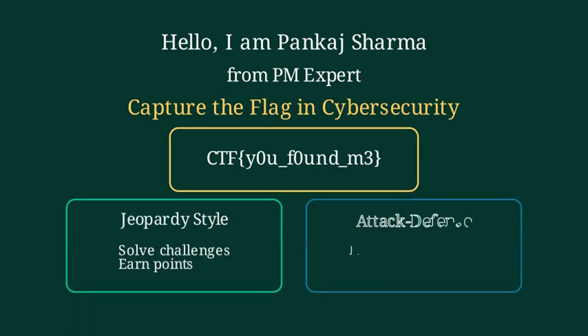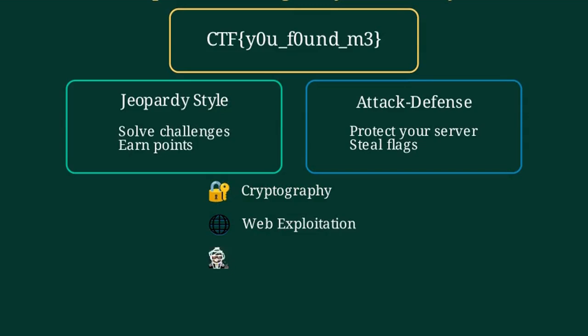There are two main CTF styles. First, Jeopardy style. You solve challenges from a list for points. Second, attack defense style. You protect your server and steal flags from others. Common challenge categories include cryptography, web exploitation, forensics, and reverse engineering.